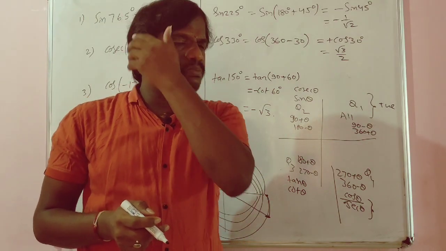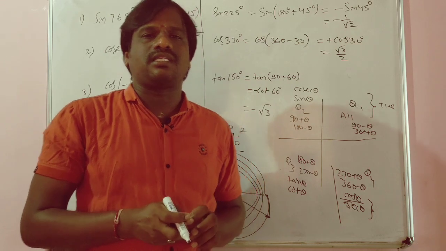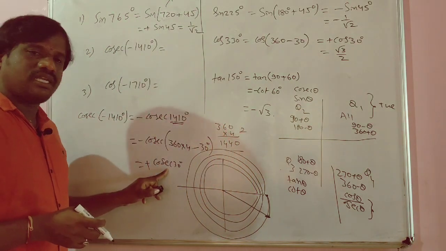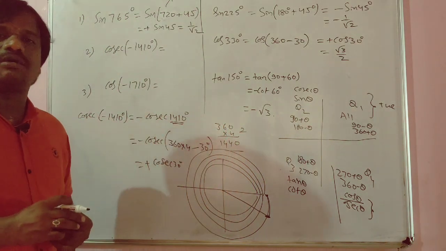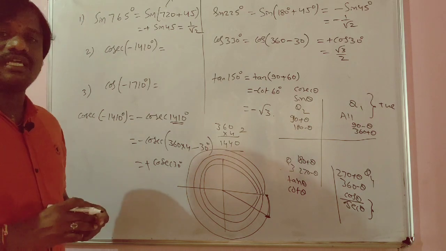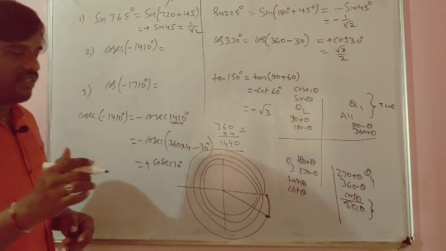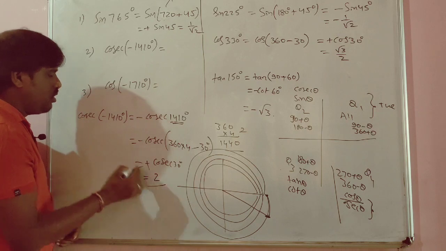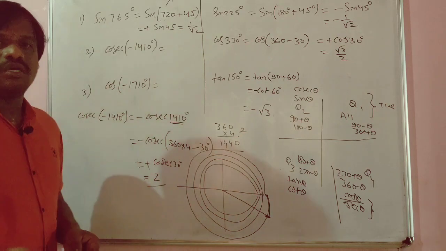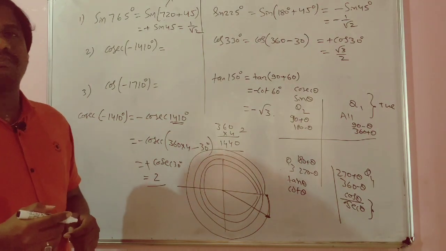So here cosec is nothing but the reciprocal of sine. So sine 30, you know, is how much? 1 by 2. So cosec 30 is how much? 2, the reciprocal of that. So the answer is 2. So likewise you have to do the problems.